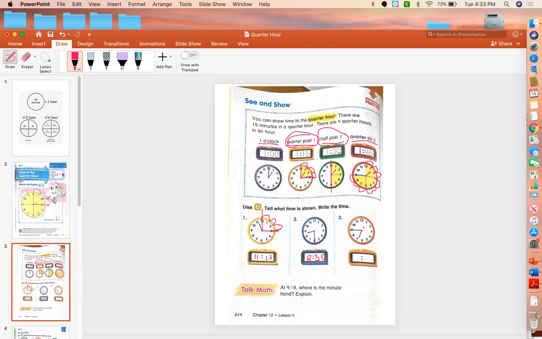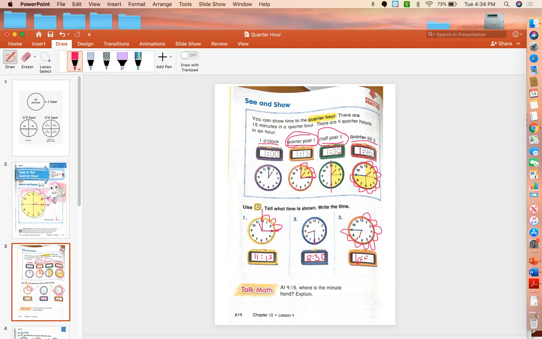8:30. Now, number 3, it's the tricky one. What hour are we in? Has it gone to the 7 yet? No, it hasn't. So we're still in the 6 o'clock hour. Now we need to figure out our minute hand. If we counted by 5s, 5, 10, 15, 20, 25, 30, 35, 40, 45. Anytime the minute hand is pointing to the 9, it's always going to be 45.